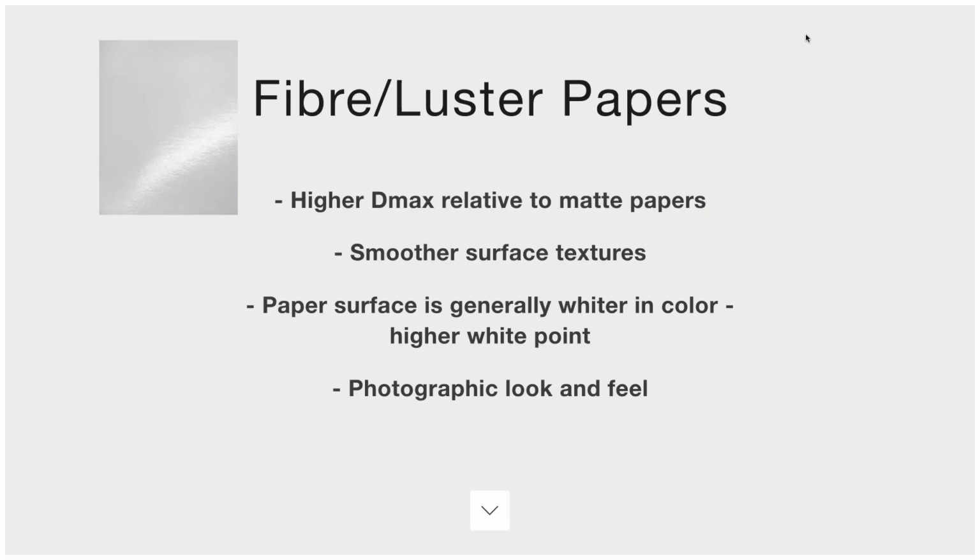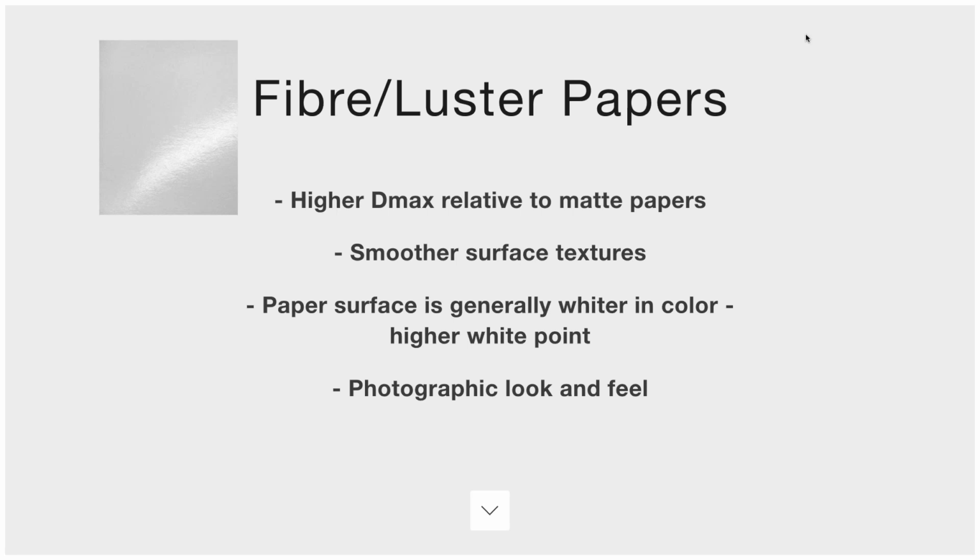The next major category of papers are non-matte papers, and there are lots of different ones here, from RC, luster, satin, fiber, gloss finished papers. All of these papers are generally characterized by having higher density, higher Dmax relative to matte paper, so they're going to hold more black. They generally tend to be smoother surfaces, all the way to silky smooth with no surface texture at all. They generally tend to be a bit whiter than matte papers.